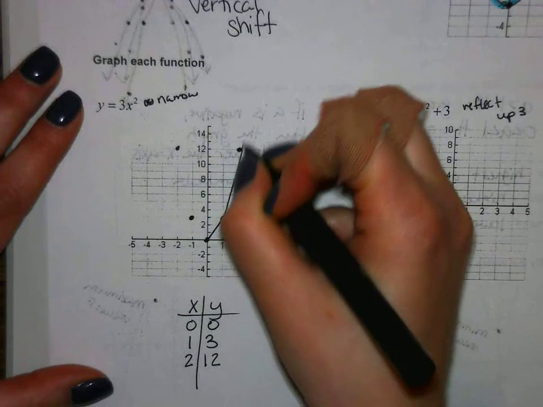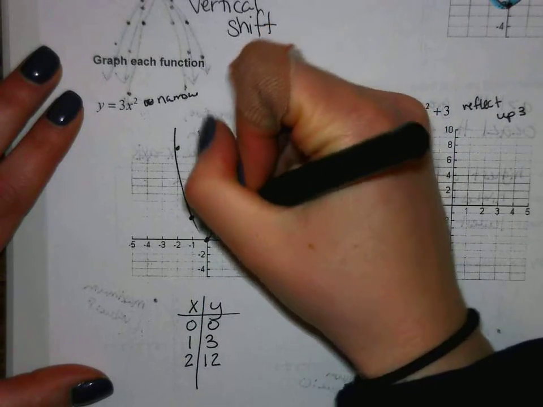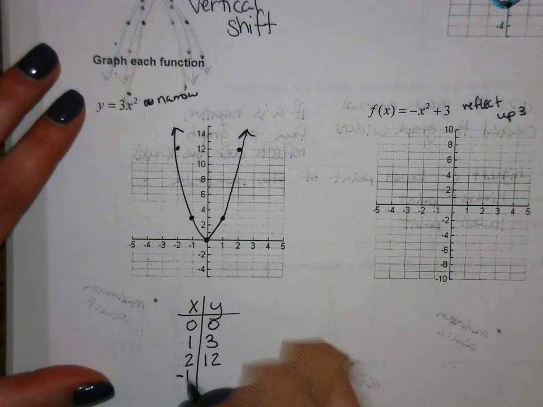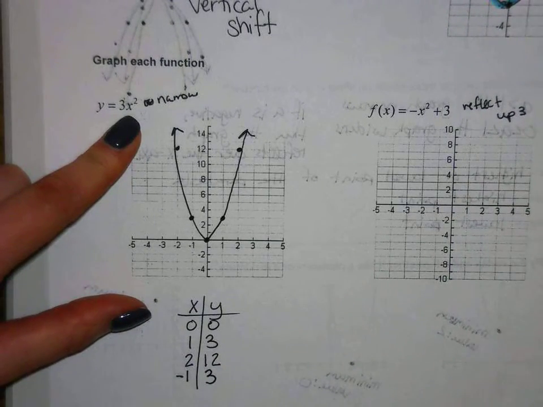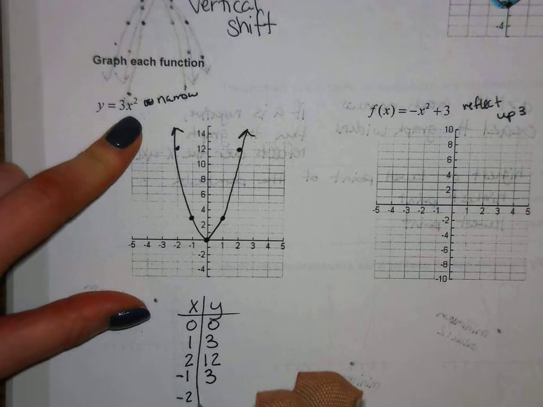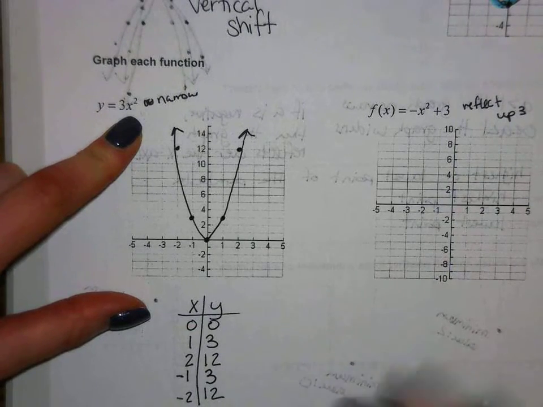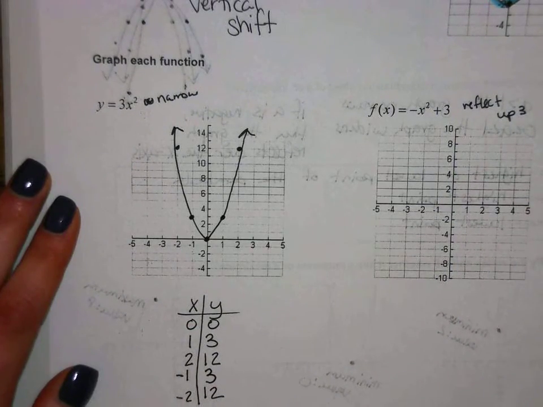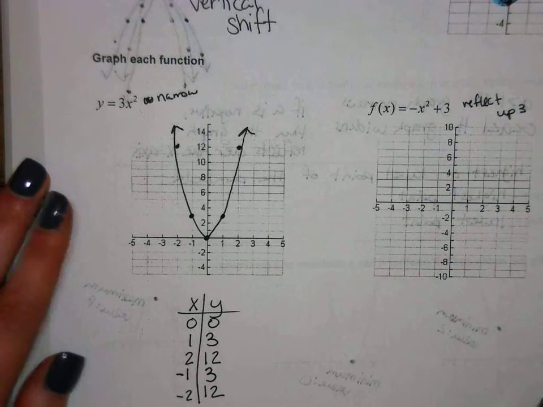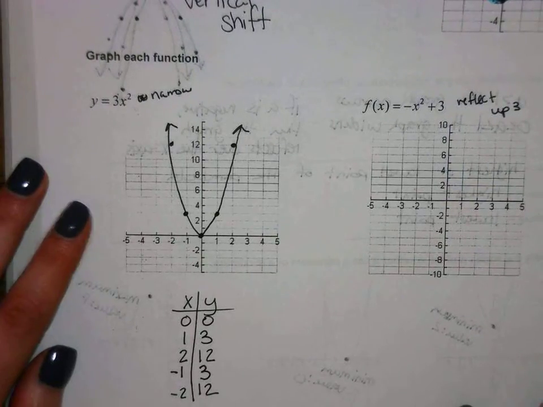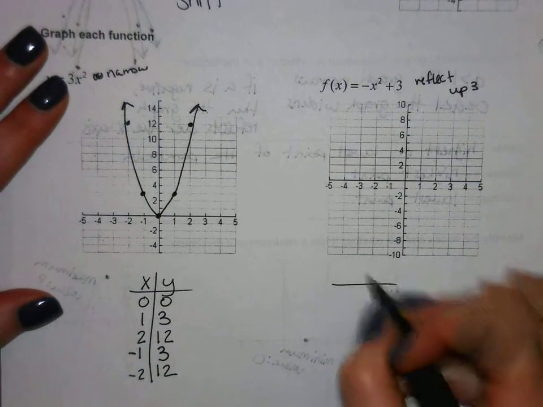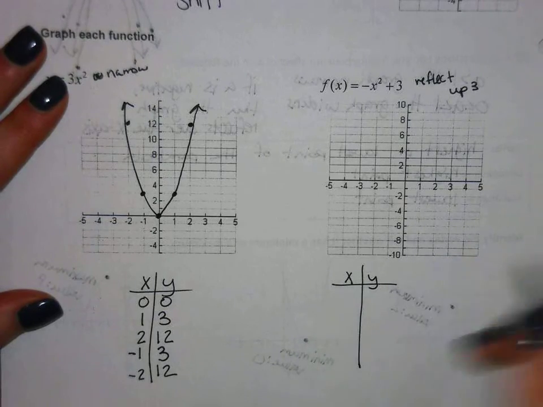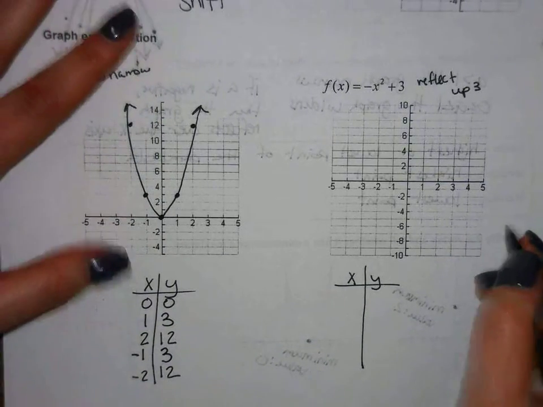points, which we know they'll match up, because if we took negative 1 squared is 1, and 1 times 3 is 3. And negative 2 squared is 4, and 4 times 3 is 12. So it became more narrow compared to our parent function, and it didn't move up or down or reflect. So for this one, we said that by the time we're done, it's going to reflect and it's going to have a shift up of 3.